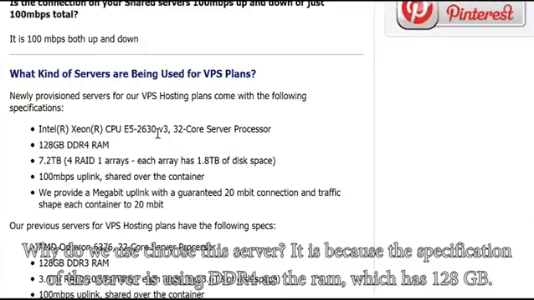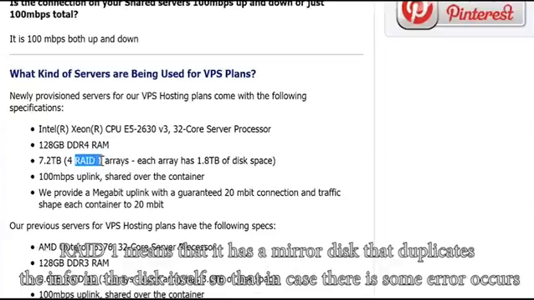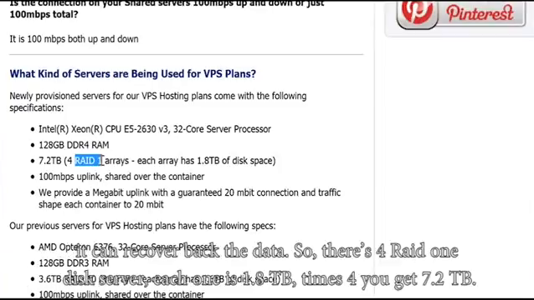Why do we choose this server? Because the specification for this server is that it's using DDR4 as the RAM, random access memory, which has 128 gigabytes, and for the storage it is using RAID 1, which is the redundant array of independent disks. RAID 1 means that it has a mirror disk that duplicates the info in the disk itself, so that in case some error occurs, it can recover the data.